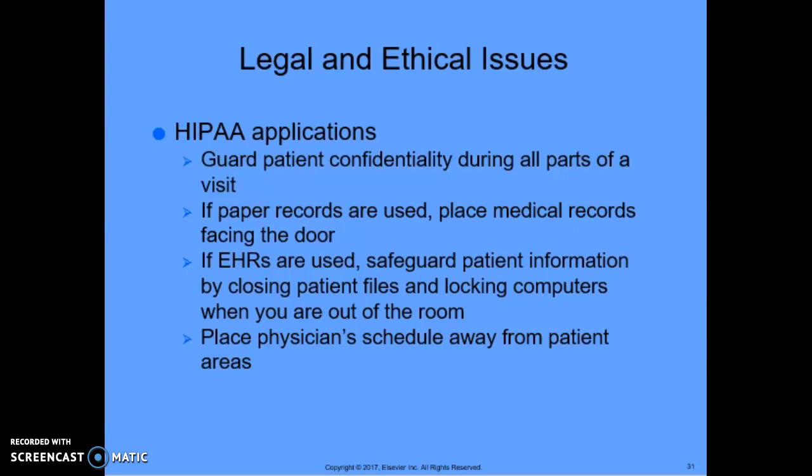And we also need to make sure that we place the physician schedule away from patient areas so that nobody can see anybody else's names and patient information. HIPAA is key to everything we do. It is legal and we can lose our jobs, and even we can be taken to court if we violate HIPAA.